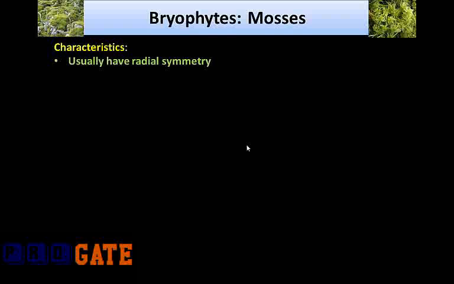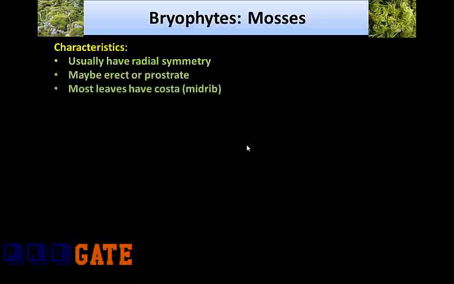Okay, so coming to mosses, which are bryophytes, let's have a look at the characteristics. First, they have radial symmetry. That means the gametophyte has a stem-like axis with spirally arranged leaves, which are properly called phyllids. The mosses attach to their substrate with multicellular rhizoids. They may be erect or prostrate, that means the axis is along the ground. Most leaves have a costa or midrib.